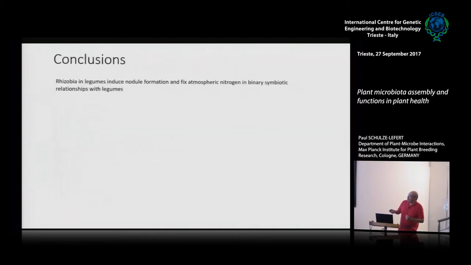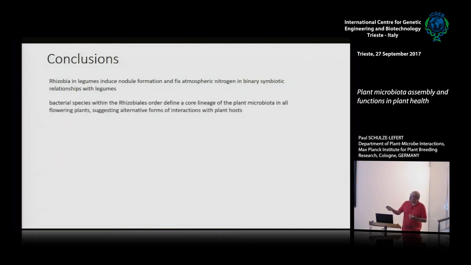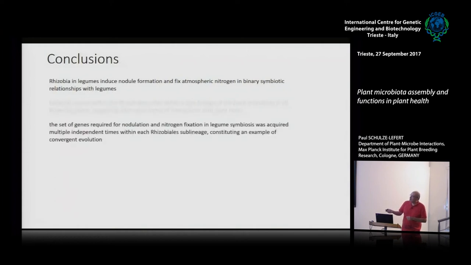All right, so, conclusions. Rhizobia and legumes induce nodule formation and fix atmospheric nitrogen, a binary symbiotic relationship with legumes. That's textbook knowledge. Bacterial species within the Rhizobiales order define a core lineage of the plant microbiota in all flowering plants, suggesting alternative forms of interactions with plants. And the set of genes required for nodulation and nitrogen fixation in legume symbiosis was acquired multiple independent times, most likely by horizontal gene transfer in each Rhizobiales sublineage, constituting a beautiful example of convergent evolution of symbiosis.